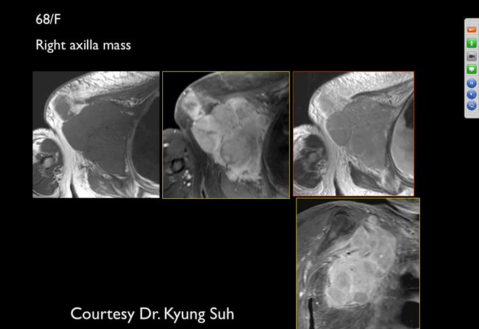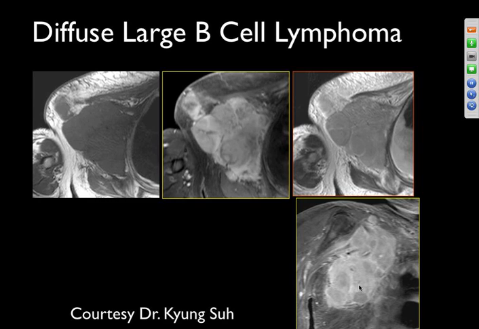Right axillary mass, 68-year-old female, pretty big mass, heterogeneous. The axillary mass extends to the superficial tissues as well. So this looks like a lymphoma again within the axillary lymph nodes, just by the location.